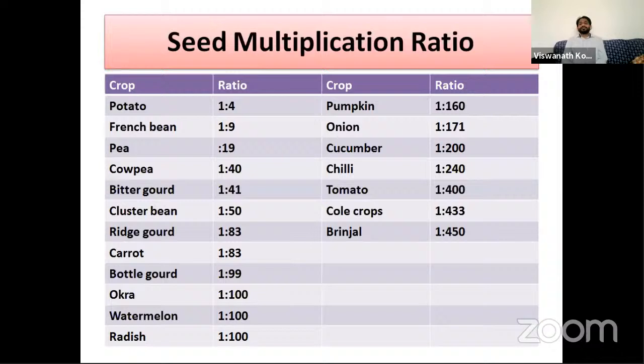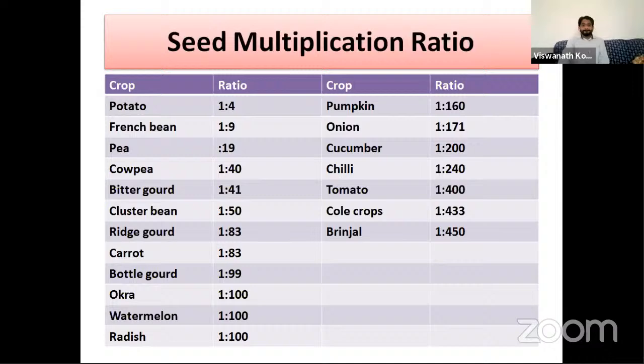And the seed multiplication ratio. What is the seed multiplication ratio? If you sow one seed, how many seeds can you harvest? That is the seed multiplication ratio. If you sow one seed of tomato, from that one seed one tomato plant grows. From that one tomato plant, how many seeds can you harvest? That is the seed multiplication ratio. So this is the seed multiplication ratio of various crops, and you can go through it.